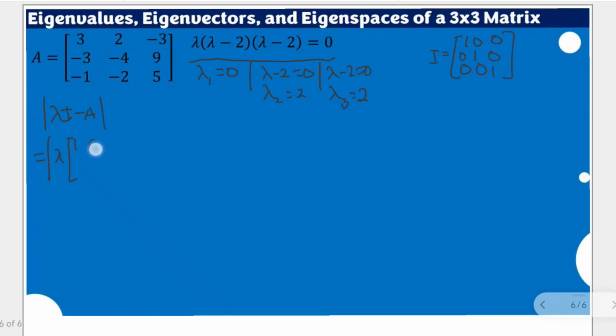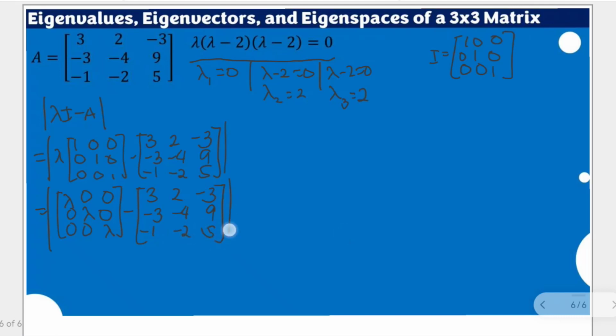Multiplied here, you have 1, 0, 0, 0, 1, 0, 0, 0, and 1, minus your matrix A: 3, 2, negative 3, negative 3, negative 4, 9, negative 1, negative 2, and then 5. So you will have here this expression: lambda, 0, 0, 0, lambda, 0, 0, 0, lambda, minus 3, 2, negative 3, negative 3, negative 4, 9, negative 1, negative 2, and then 5.